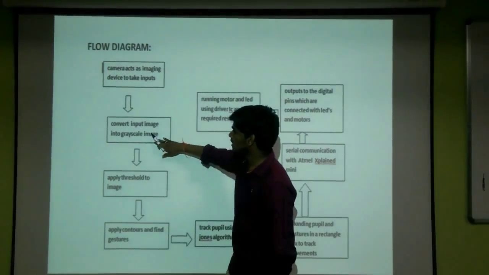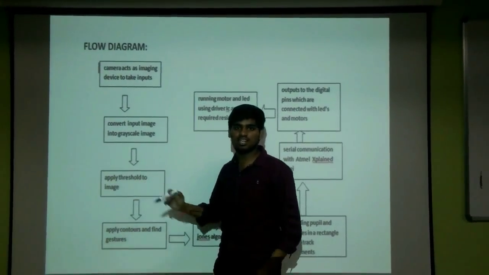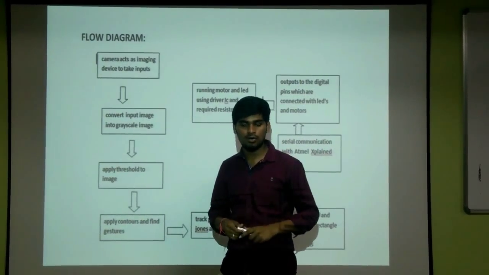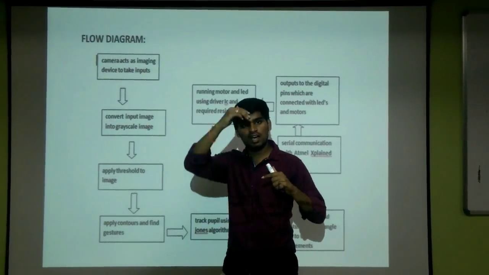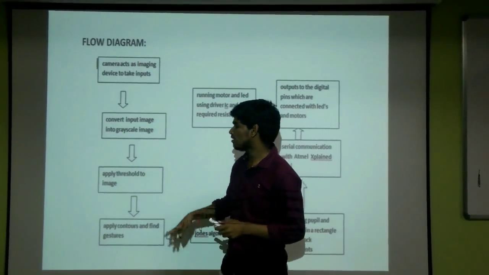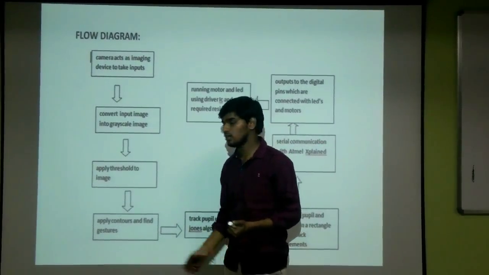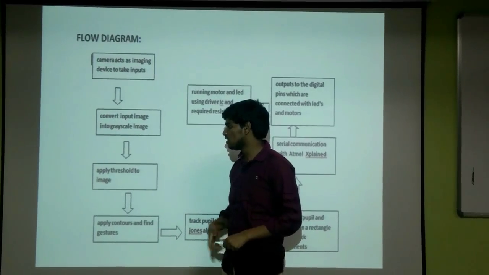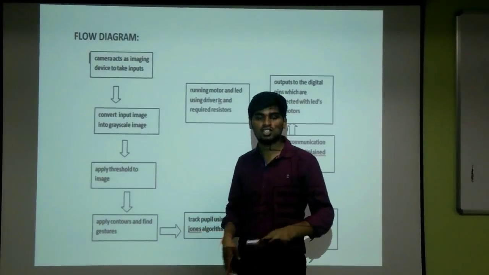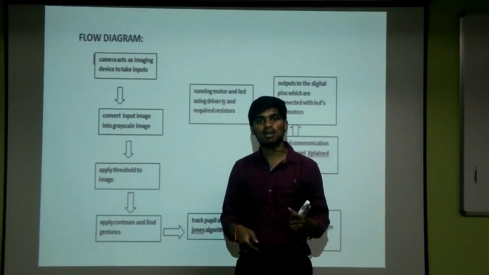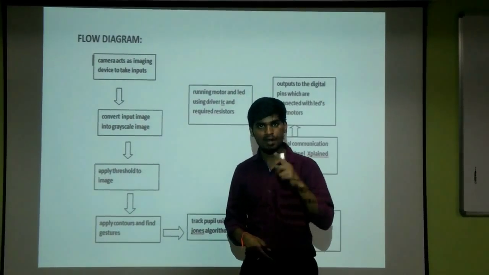Next, after applying the grayscale, the next step is applying the threshold. We need to apply the threshold by giving a particular value. If the pixel values are above the threshold value, then they are converted into black, and if the pixel values are below the threshold value, they are converted into white. In this way the thresholding works, and finally we get a binary image. A binary image is nothing but an image which consists of only two colors, either black or white.